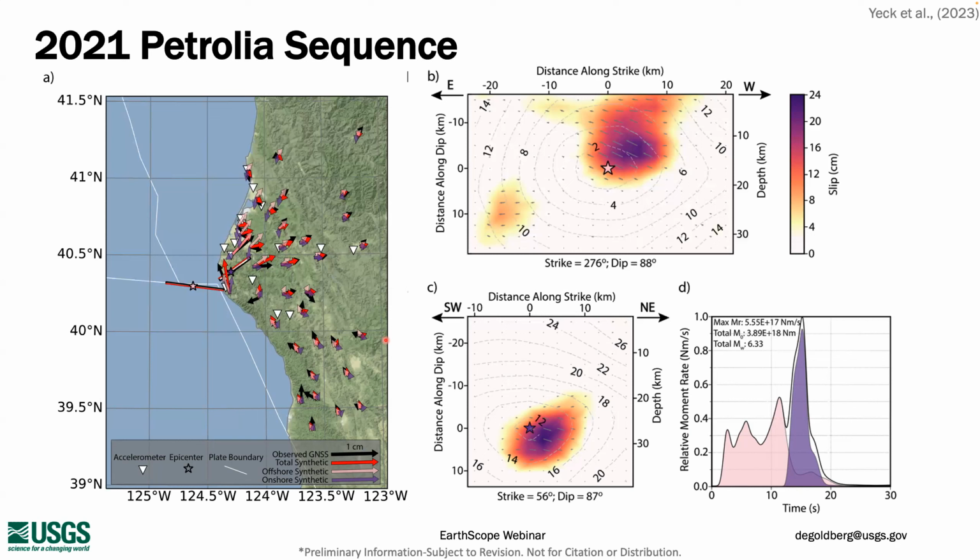So what's particularly interesting about this inversion result is that it highlights the complexity of this sequence by showing, A, how the ruptures overlap in time.